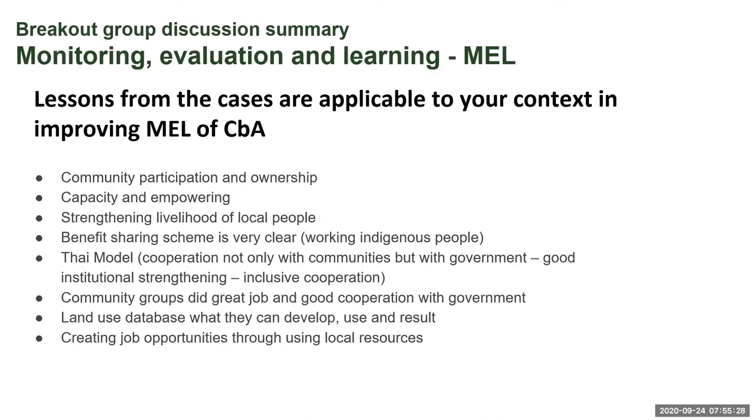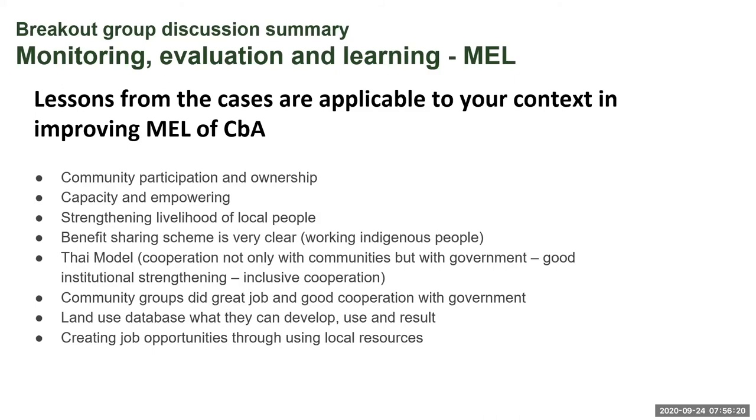From all three cases, community participation and ownership. This is really very good for community-based adaptation. And also the community has capacity and is empowered in managing natural resources. This is also a good learning point for them. And in the Nepal case, the local community themselves strengthen and develop their livelihood. This is also good because they don't need to migrate to other areas for their livelihood. At the last point, someone shared the benefit sharing scheme. This is very clear because one participant is working with indigenous people, so he can practice this benefit sharing scheme in his context.